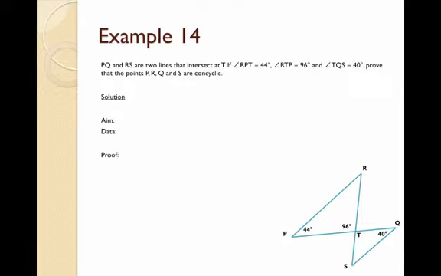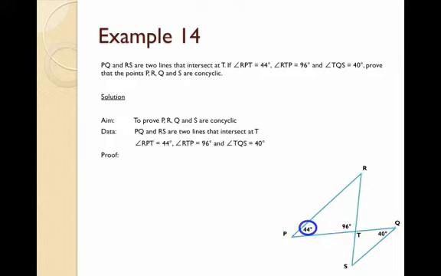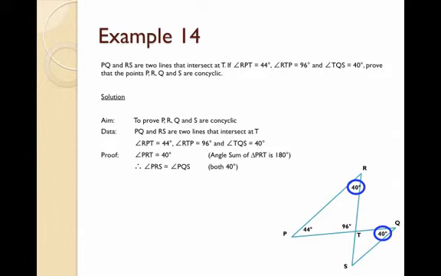Okay, our aim is to prove that P, R, Q, and S are concyclic. We know that PQ and RS are two lines that intersect at T, and we know the values of RPT, RTP, and TQS. I can see straight away that angle PRT equals 40 degrees, and this is because the angle sum of a triangle, PRT, is 180. Therefore, angle PRS and angle PQS are equal to each other as they are both 40 degrees. But these are a pair of angles on the same side of PS. This means that P, R, Q, and S have to be concyclic. Easy proof?